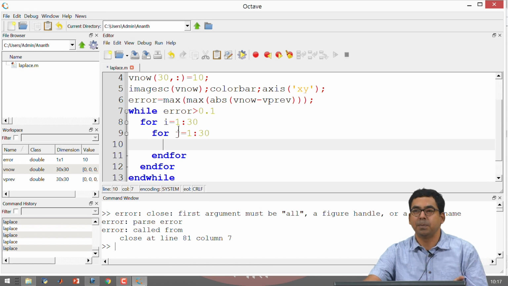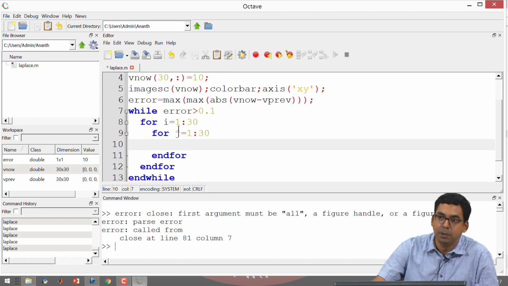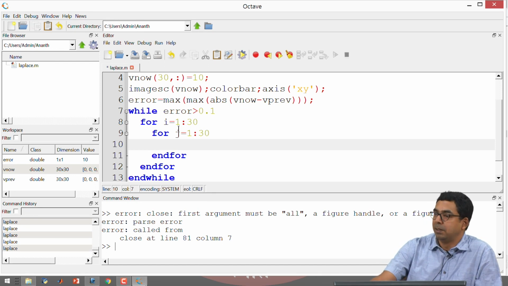If I want to specify specific increments, we can always do that, but in this course we are not going to be using any specific increments, always it is going to be units of 1, it is going to be integer. Okay.